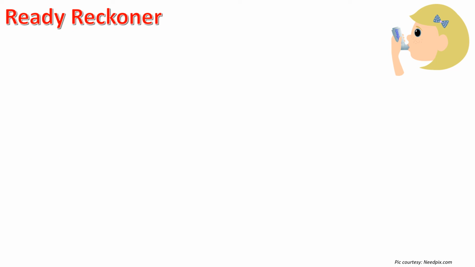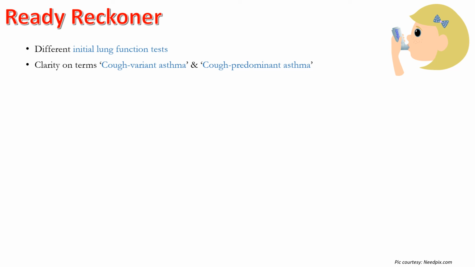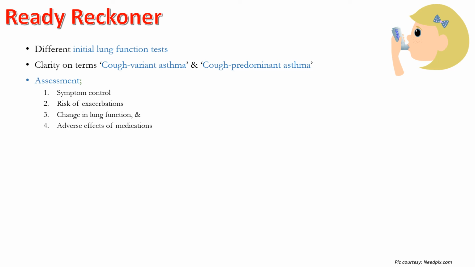So coming on to the take-home points of the ready reckoner at the end, the important updates once again. Different initial lung function tests have been recommended by GINA 24, which include both spirometry and PEFR in resource limited settings. Clarity on terms has been provided for cough variant asthma and cough predominant asthma. Cough predominant asthma will have other symptoms of asthma also, and cough variant asthma will have cough as the only symptom. Bronchial hyperresponsiveness might be evident only on bronchial provocation testing, but what is important is sputum eosinophilia, and sometimes raised FeNO may be there, which may be a clue to asthma.